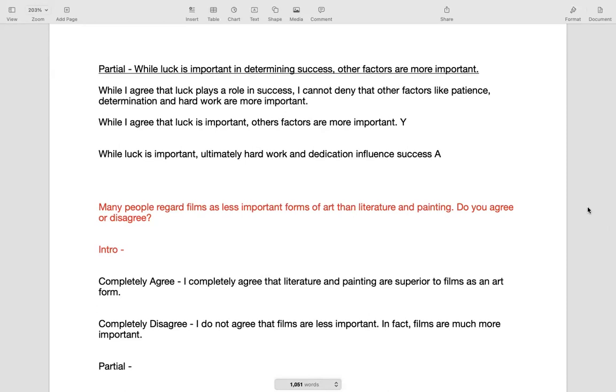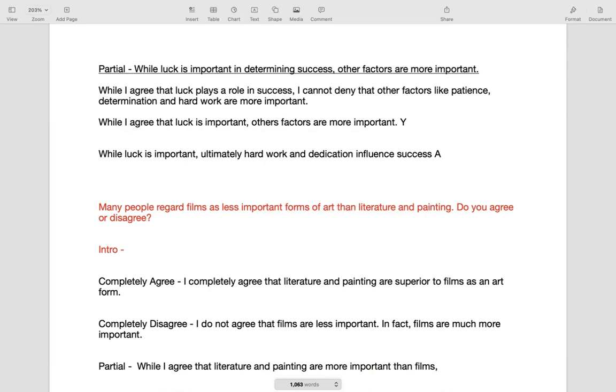Okay, so you want to agree with this. That's your opinion. You all believe that literature and paintings are more important, so you will agree with that. So I'll simply write: while I agree that literature and paintings are more important than films. Okay, so you agree with this part.